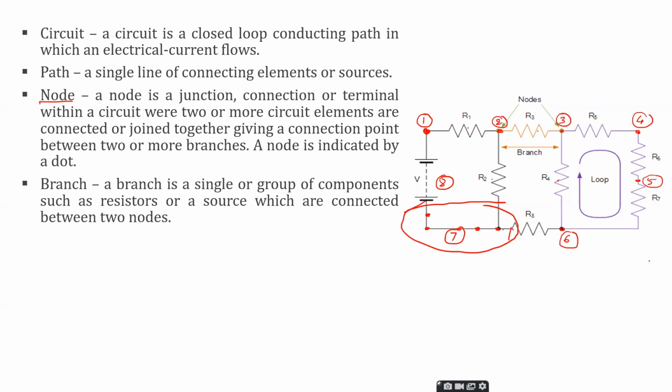Okay. Now I draw one more diagram here. How many nodes are available in this circuit? How many nodes are available in this diagram? Can you tell me the answer? Answer is 2.